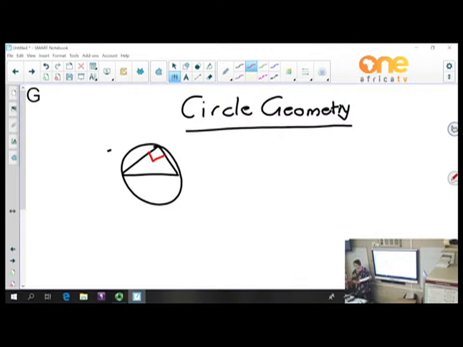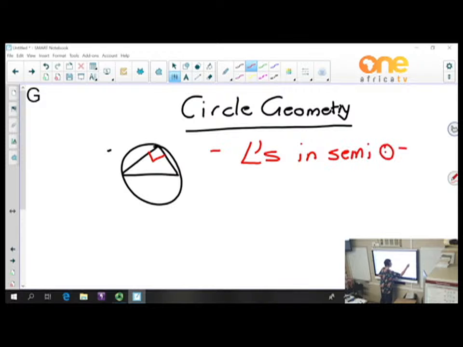And it's very strange. You can test it. But these angles are always 90 degrees. So the first one, remember, this is the abbreviation for angles. Angles, and I'm going to try to make it short, in a semicircle is 90 degrees. Angle in a semicircle is 90 degrees. So that's the first one that we need to know.